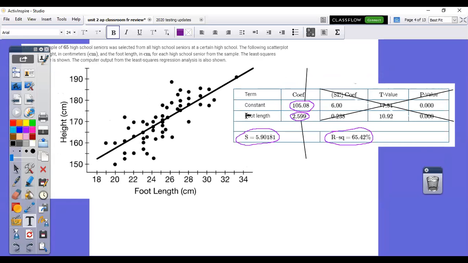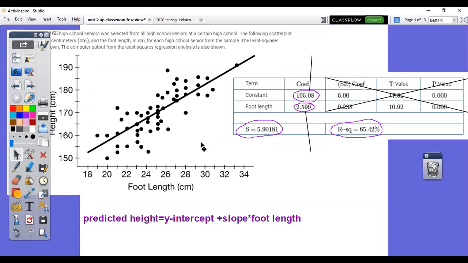Foot length is the explanatory variable, right? We know our equation is going to be predicted y, in this case predicted height, equals the y-intercept plus the slope times the foot length. Okay, so foot length is our explanatory variable.